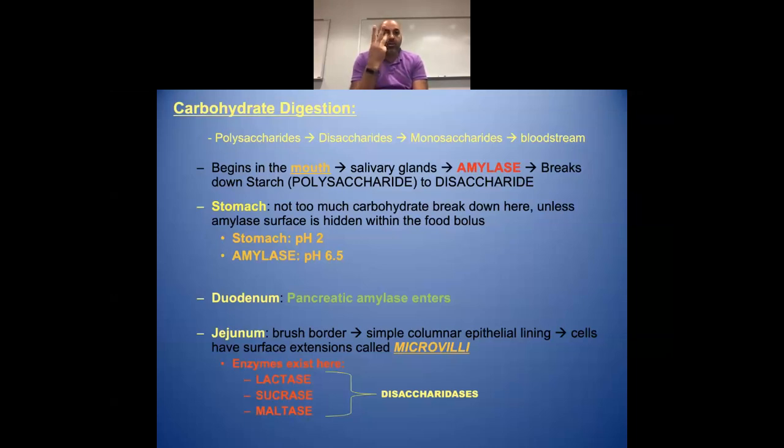Sugar: mono, one; di, two; poly, technically three or more. Okay? That's all that's saying. So it's one sugar, two sugars, or three or more.